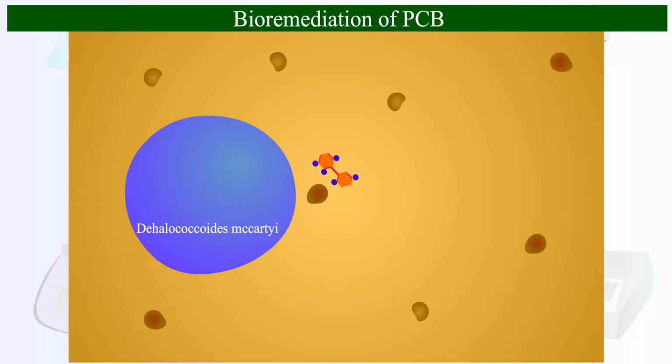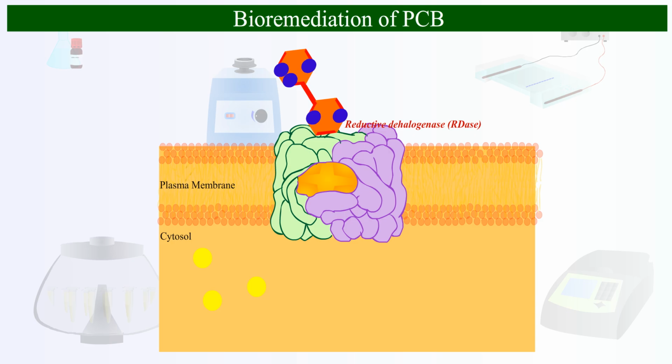Bioremediation. PCBs, due to their hydrophobic nature, partition from soil organic matter into the lipid membrane of Dehalococcoides mccartyi, where they interact with membrane-associated reductive dehalogenase, a corrinoid or vitamin B12-dependent enzyme that catalyzes reductive dechlorination. A specific carbon-chlorine bond is oriented toward the catalytic center. The enzyme environment stabilizes the substrate for reduction.